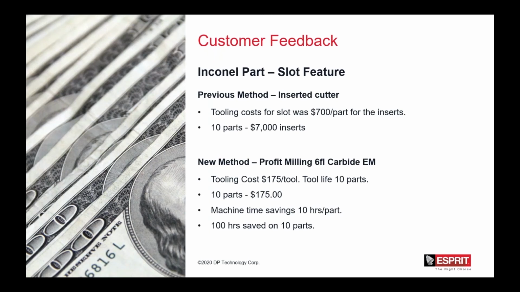And just some customer feedback. This is some of the returns that customers have seen using profit milling. You can see tooling cost was drastically reduced. Tooling cost for a slot was $700 per part for the inserts, and now using the new method, it dropped that cost to $175 per tool, and the tool life will now achieve 10 parts. Also, they reduced cycle time by 10 hours per part, 100 hours saved on 10 parts. So you really start to see a return on investment when using profit milling. These are some statistics that show where that return on investment is coming from.